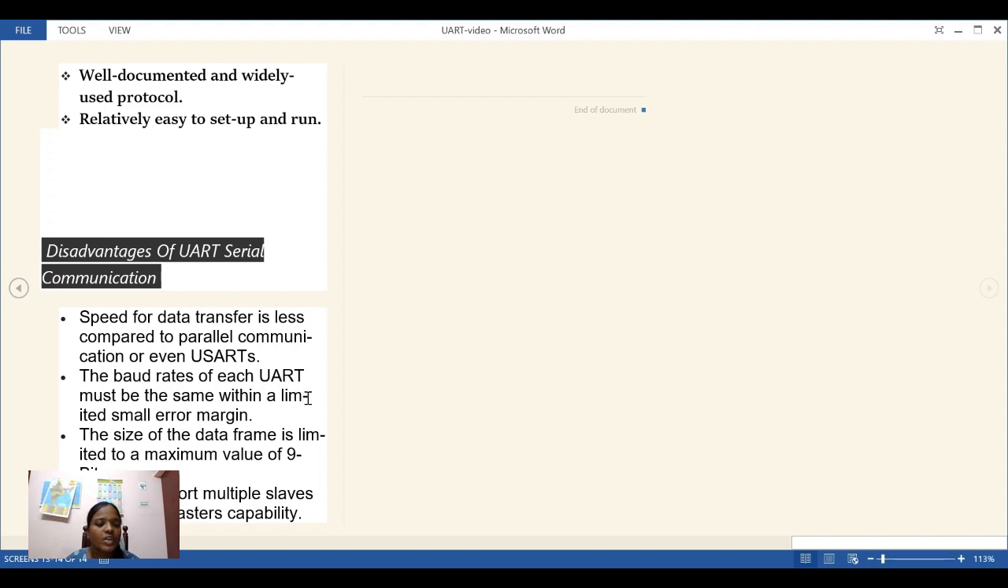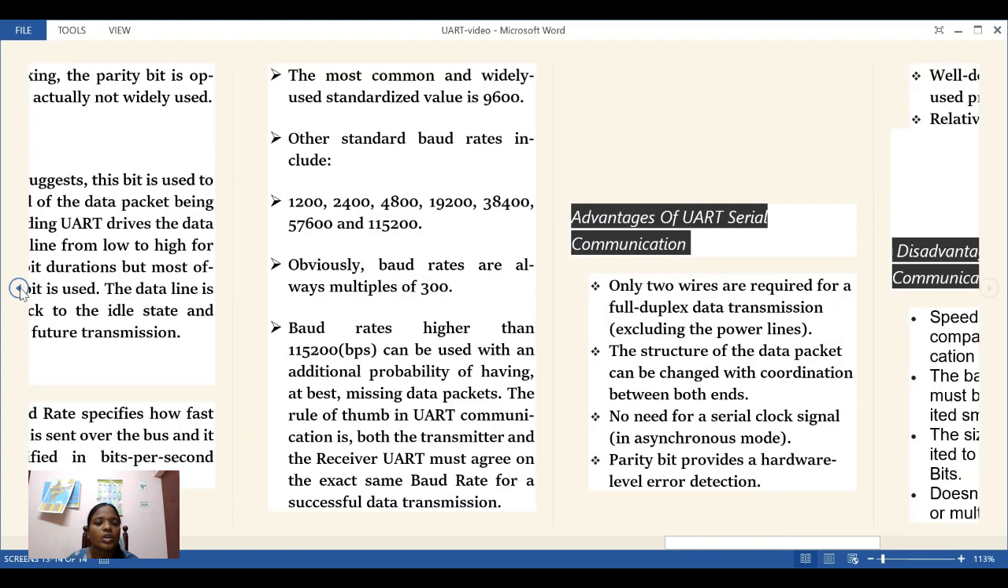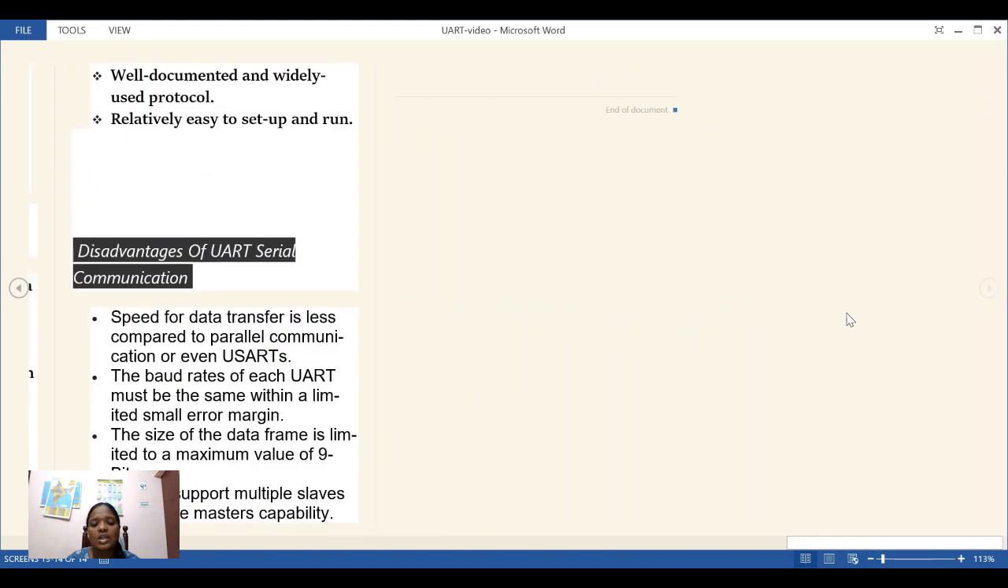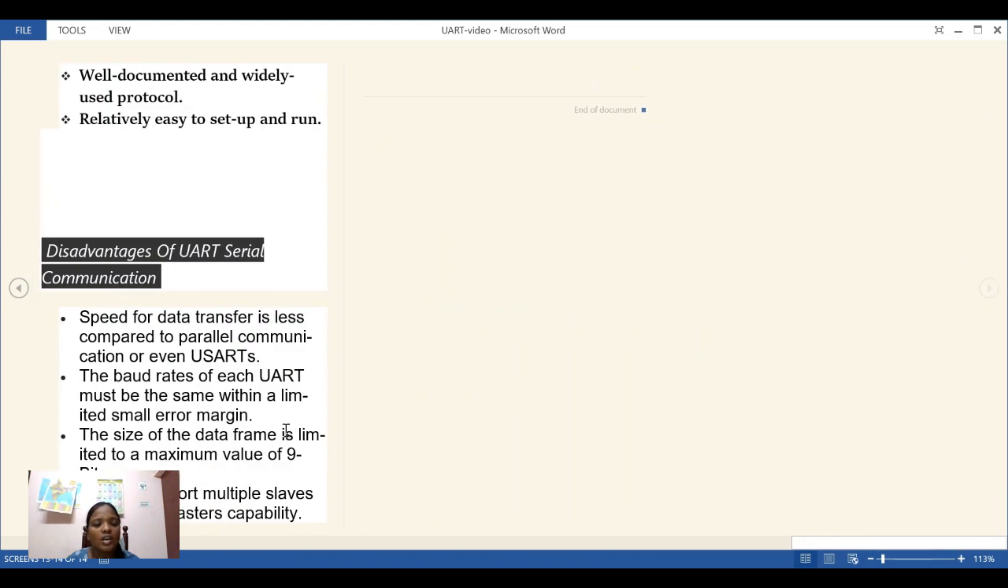Next, the baud rates of each UART must be the same within a limited small error margin. We saw that there are some common and standard baud rates here. So baud rates other than these cannot be used. There is a limitation with a small error margin here. So it is one of the disadvantages.